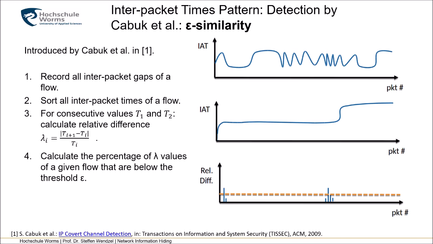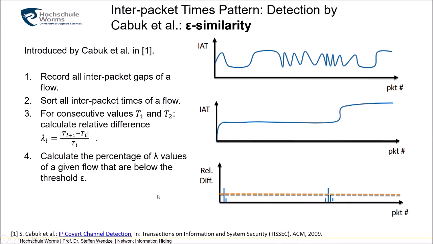So how does it work? We first record all interpacket gaps of a flow, as you can see in the first chart. Then we sort all these interpacket gaps. And next step is we calculate the relative differences, these blue dashes here. And finally, based on these increases, we look how many of them are below a certain threshold epsilon. This is the orange line here.